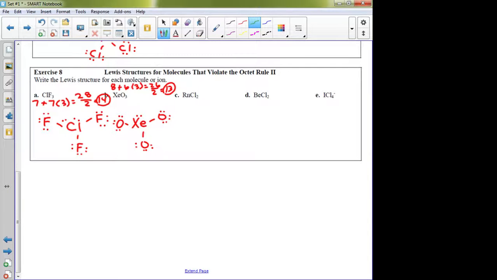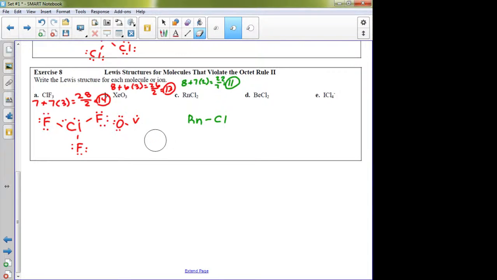How many valence electrons does Rn have? 8. Plus how many does chlorine have? 7. Multiply that by 2. What's 8 plus 14? 22. Divide that by 2 and I get 11. I'm going to put Rn in the middle. Draw it with a 4 ring. I'm going to have to erase my other handiwork. Put my dots. So that's 1, 2, 3, 4, 5, 6, 7, 8. So that means I need to go 9, 10, 11.